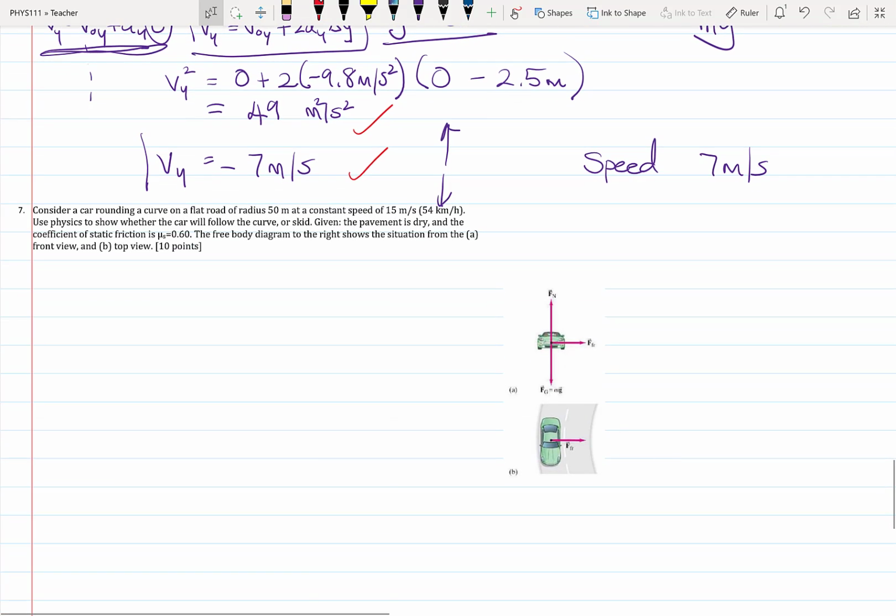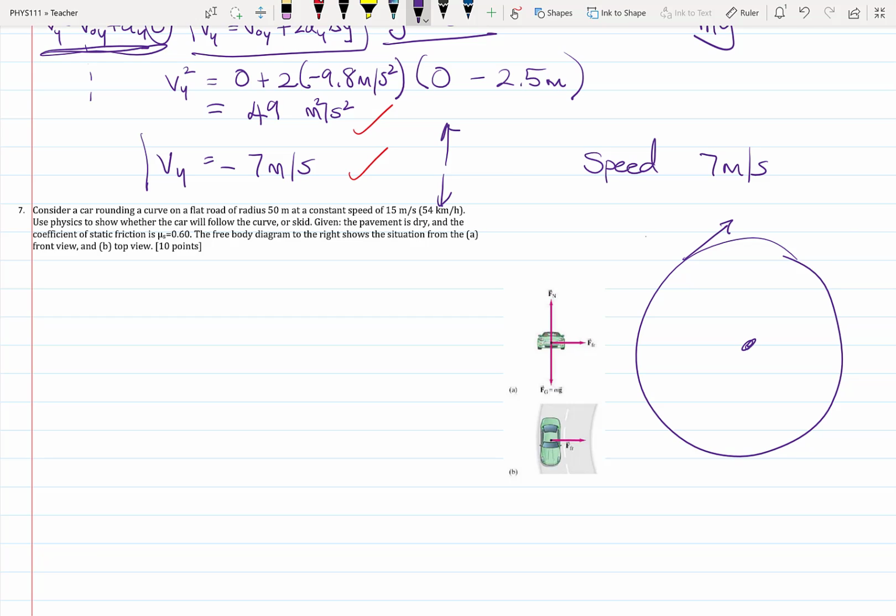Question 7. Consider a car rounding a curve on a flat road of radius 50 meters at a constant speed of 15 meters per second. So this car is going around a curve, and we're told that it's moving at a speed of 15 meters per second. The radius is 50 meters. There's my picture. I'm writing down everything I've got on the picture. Use physics to show whether the car will follow the curve or whether the car will skid.